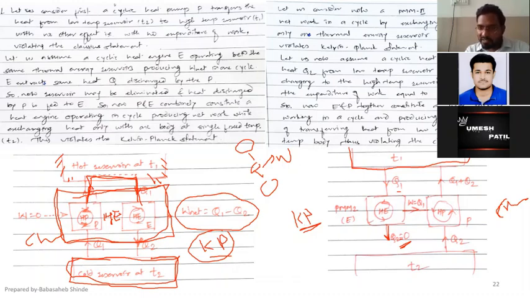Now let's consider another device, a heat pump, that is transferring heat from a low temperature reservoir T2 to the high temperature reservoir, that is at T1. And we know that for a heat pump we need to provide some external work. So let's provide the work output of this heat engine to the heat pump.